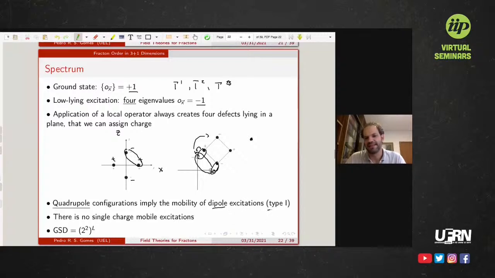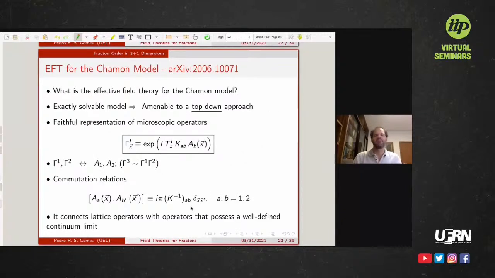So this is usually called a type 1 fracton system, right? And the ground state degeneracy of this system can be computed, and it also scales with the linear size of the system. So this is the exact result for the ground state degeneracy. Okay, so the next step is to try to construct the corresponding effective field theory, right? This is addressed in this paper, and as this is an exactly solvable model, in principle, it's amenable to a top-down approach.